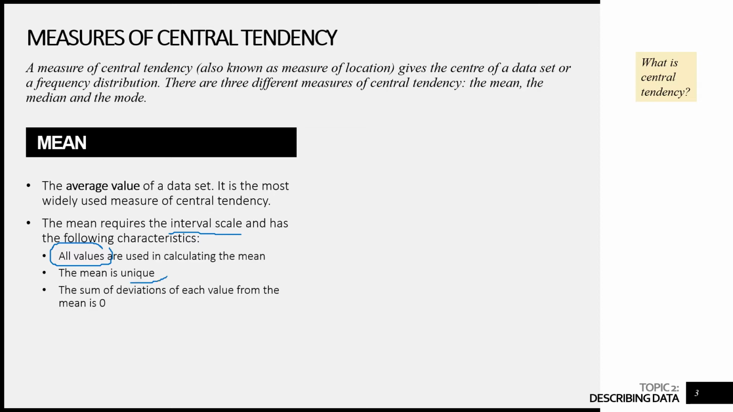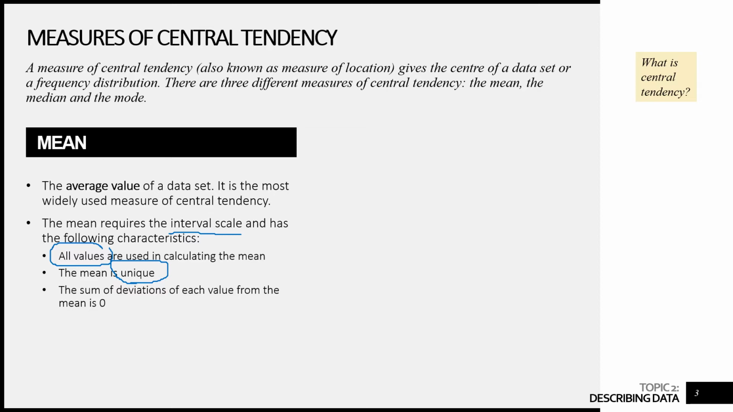Secondly, the mean is unique. What it means by unique here is for every different data set, you will have different means. For instance, we have 2 sections in this class, section 5 and section 6. So although you will be doing the same quizzes or tests, the average or the mean for section 5, when I calculate, it will be different than from section 6 mean. So that is what it means the mean is unique.